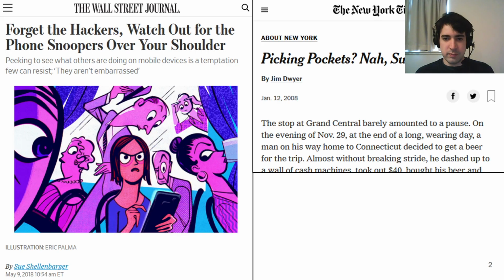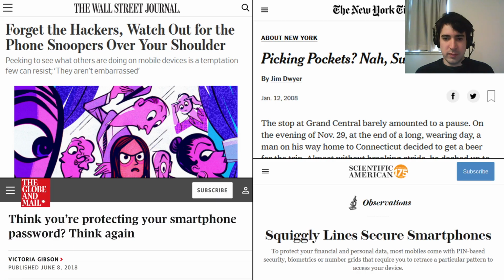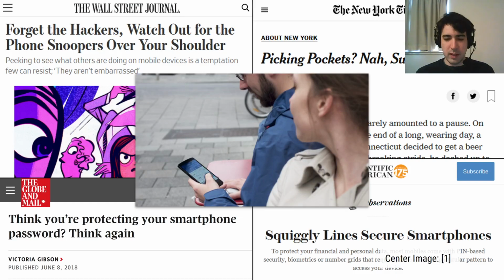People often store personal information on their smartphones and protect this information behind pin entry or other authentication techniques. However, these authentication techniques have pitfalls. For example, if somebody's looking over your shoulder, they might be able to see your PIN as you're entering it.